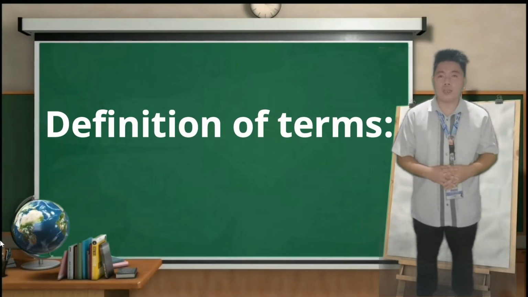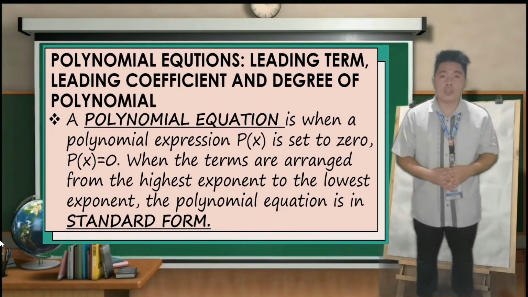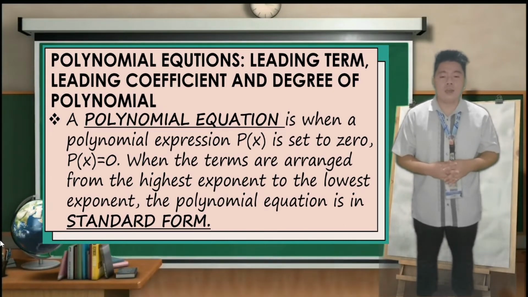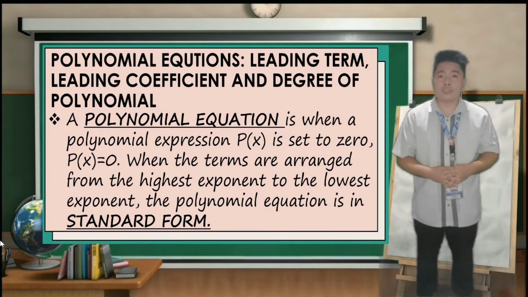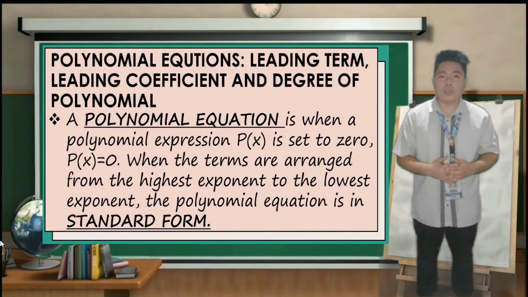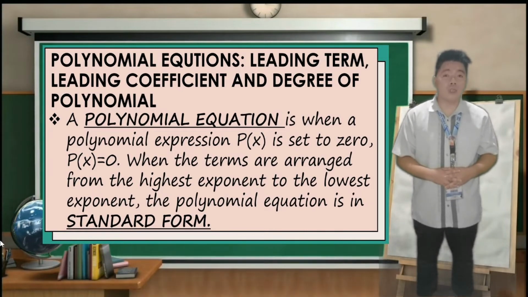We start with the polynomial equation. A polynomial equation is when a polynomial expression p of x is set to 0, or p of x is equal to 0, when the terms are arranged from the highest exponent or degree to the lowest exponent. The equation is then in standard form. So again, we need to first arrange the expression in standard form, from the highest exponent to the lowest exponent or our constant term.